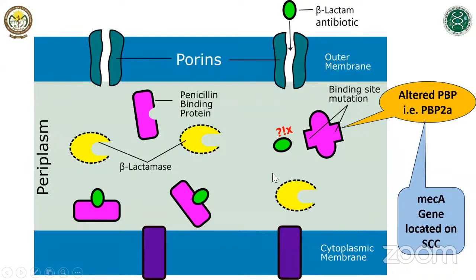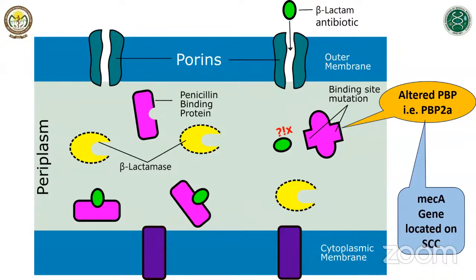So if we come back to the original diagram, again the same thing, but the difference is that over here we have the altered penicillin binding protein, PBP2A. So what does the mecA gene do? The expression of mecA leads to the expression of a protein known as PBP2A, and this protein has a binding site mutation. So it does not bind to the beta-lactams at all. So there is no binding of the beta-lactams, and so there is no effect on the transpeptidase activity.